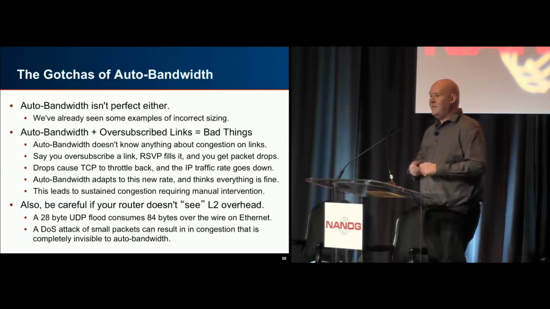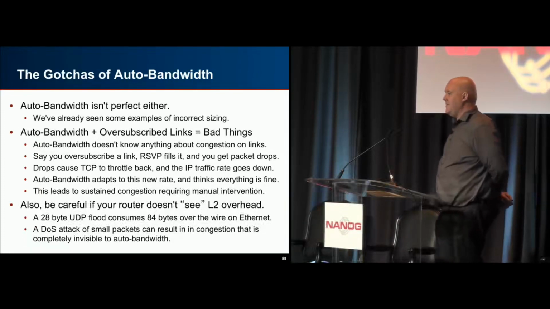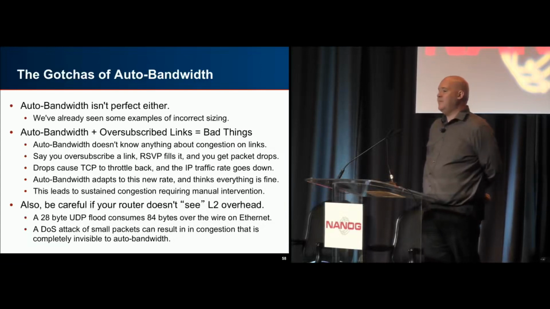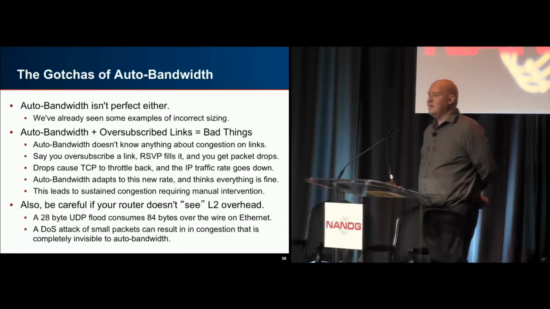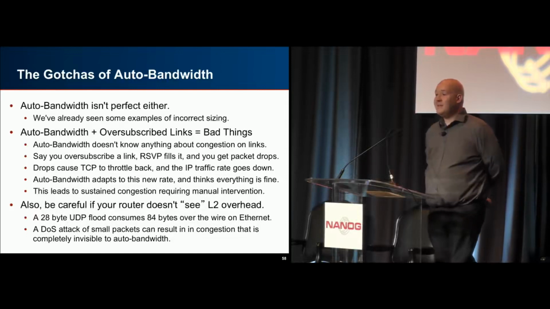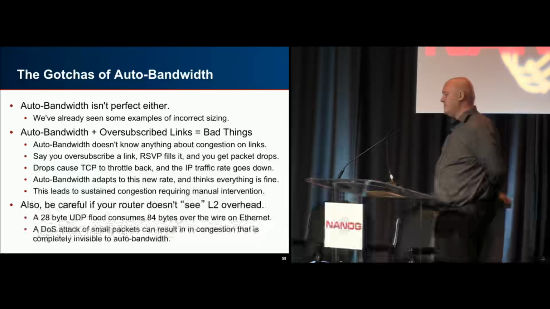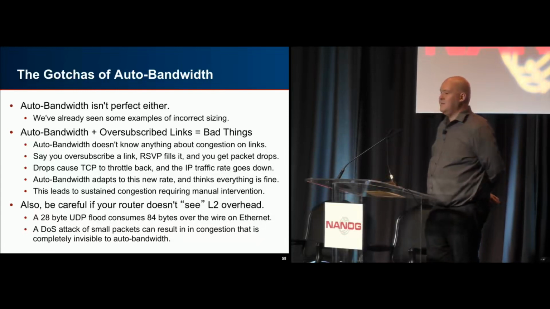The big gotchas of auto bandwidth. With auto bandwidth, you're attempting to be reactionary: you see the traffic change and you change your reservations, but there's plenty of examples where this doesn't work. One really classic example is auto bandwidth on oversubscribed links. Remember, auto bandwidth is just looking at counters. It's looking at what it saw go across an LSP. It doesn't know about congested links. You try to prevent congested links, but let's say you oversubscribe a link and RSVP fills it up and you get packet drops. So you've now got a huge amount of packet loss in your network because it's congested.